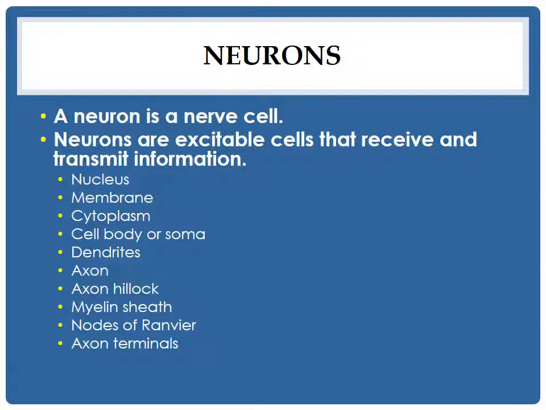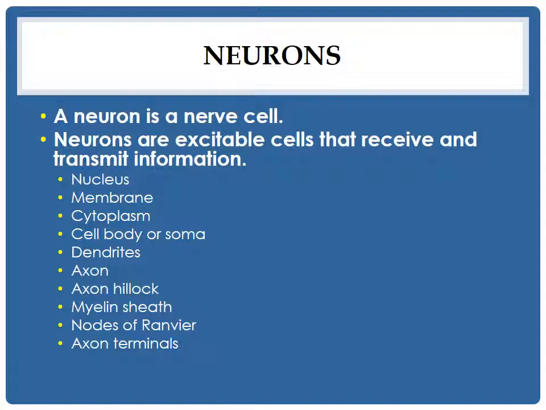These are excitable cells that can receive and transmit information, and we'll talk more about how they're excited. Just to step through the parts of a neuron, like all cells, it has a nucleus, that's where the DNA is. It has a membrane surrounding a cytoplasm. This is all what makes up the cell body, which is also called the soma. And all of that was common to all cells.